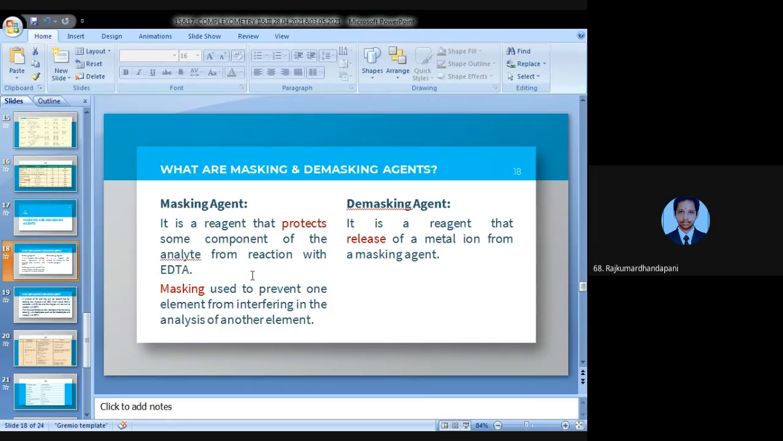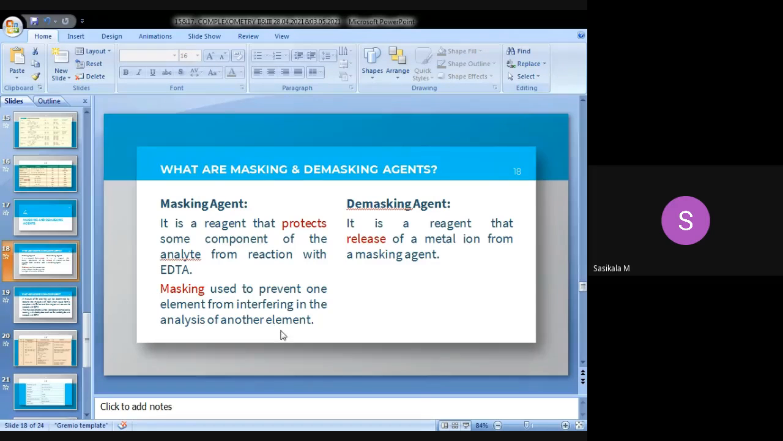So what is masking agent? It will form a different complex, a separate complex with the element which is interfering in the analysis. So you will be aiming for some element like calcium. If magnesium is interfering, then that magnesium will be complexed with complexing agent. So it will be removed from the reaction as separate complex, and your calcium metal, whatever you are aiming for, will be existing in the solution. So it is easy to titrate with EDTA.